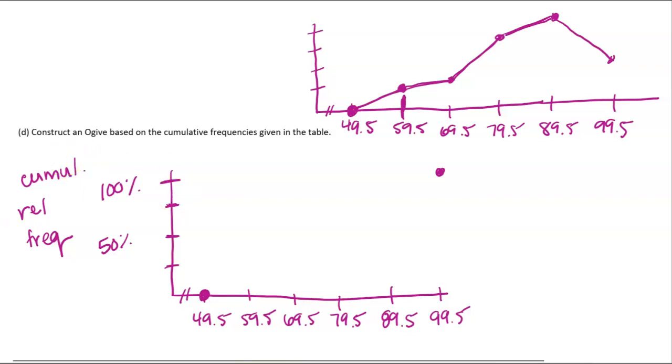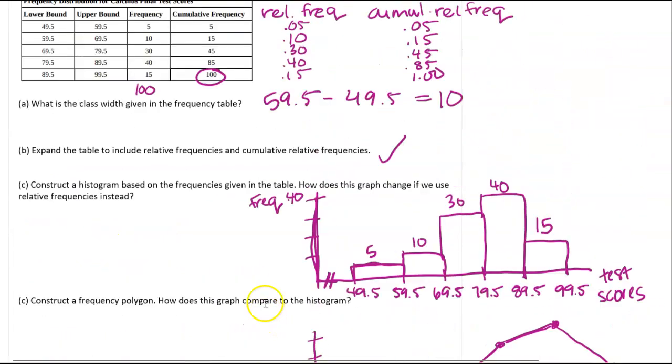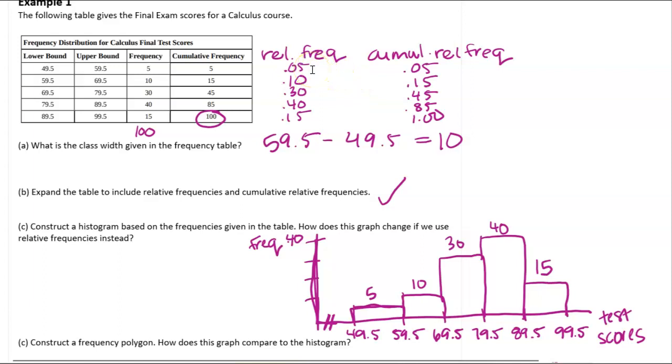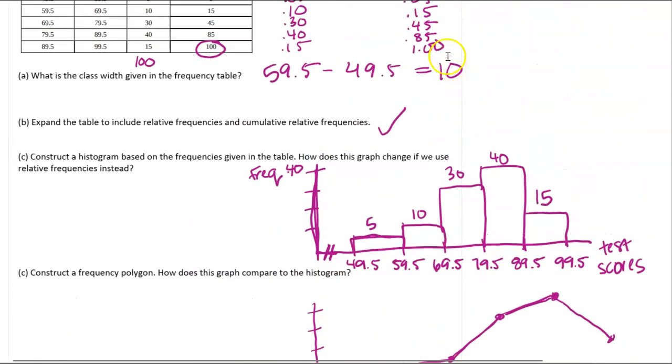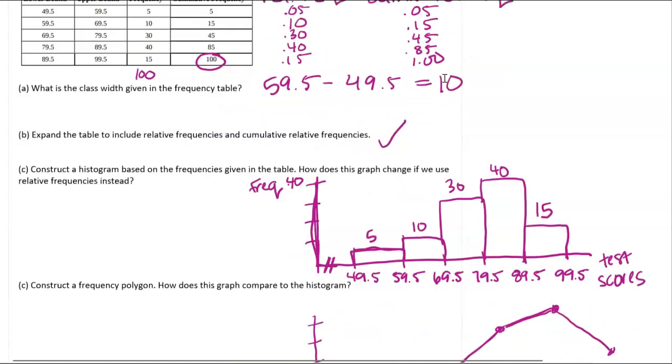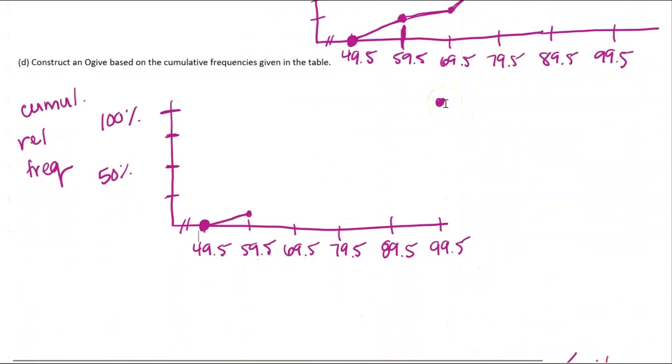All right, let's go back up to our cumulative relative frequencies and see. So what was the cumulative relative frequency here? Okay, so 5%, 15, 45, 85, 100. So 15, 45, 85%, and 100.